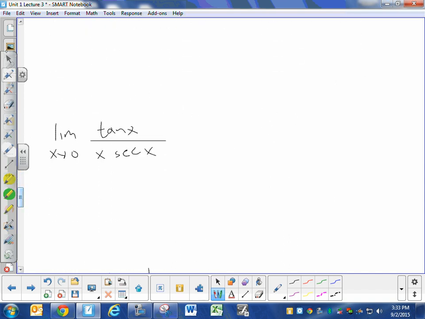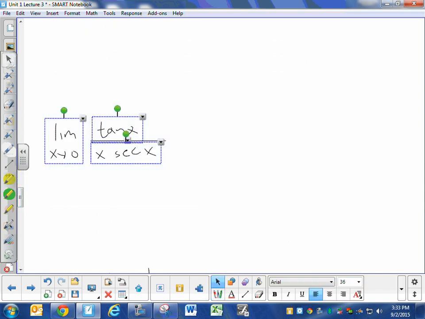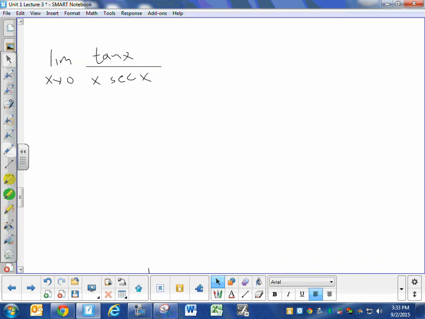Why don't you guys try this one? Check your answers with a neighbor once you get it. Tan x over x secant x. Goal is to create a sine x over x so that you can eliminate this x, because that x is the problem.